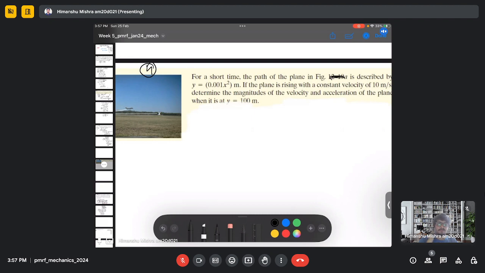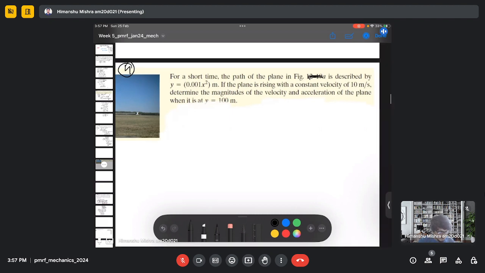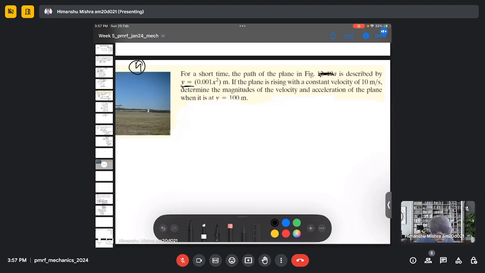So here we have given the path of a plane, which is described by this equation: y equals 0.001 x square. If the plane is rising with a constant velocity of 10 meter per second, determine the magnitude of velocity and acceleration of the plane when y equals 100 meter.